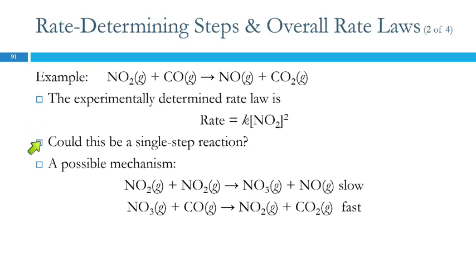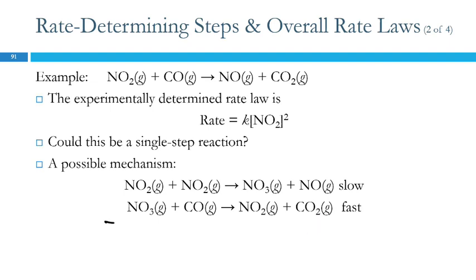Could this be a single step reaction? If this was a single step, it would be an elementary step, and then the rate law would match, but it doesn't. So it cannot be a single step reaction. So we could come up with lots of different possible mechanisms. This is one. The NO2 first has to run into another NO2 to make NO3 and some NO, and then this NO3 runs into the CO and makes NO2 and carbon dioxide.